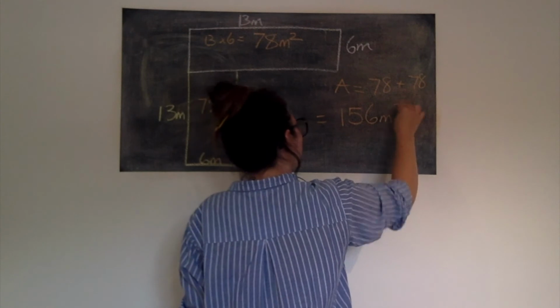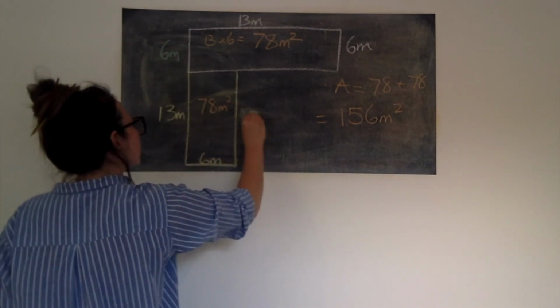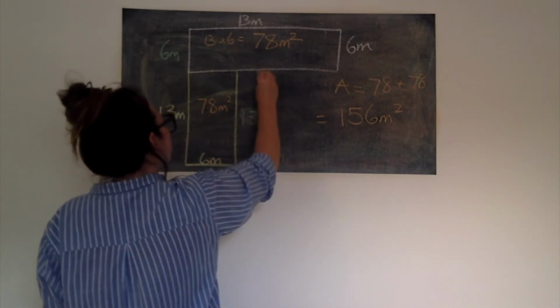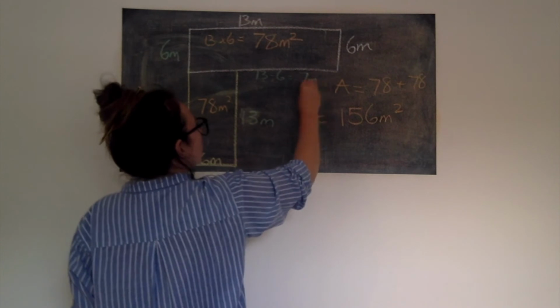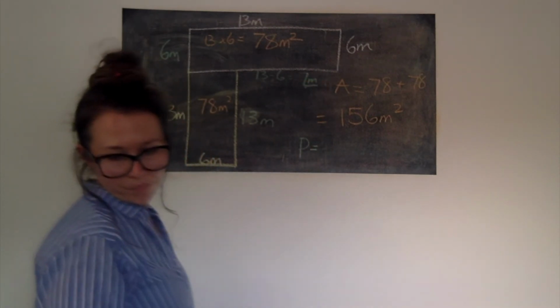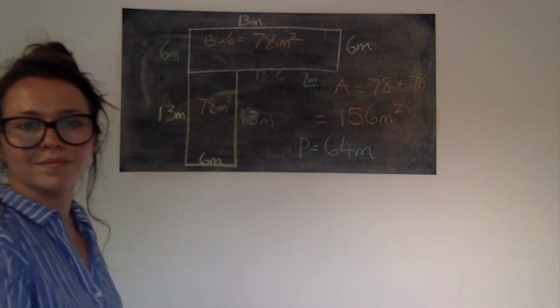Now for the perimeter, we can't do one perimeter add the others because there's a line in the middle that is now inside the shape. So we need to label the outside of the shape. To find that missing side, we do 13 take away 6, which gives us 7. We add all of the outside distances together, and that gives us a total of 64 metres.